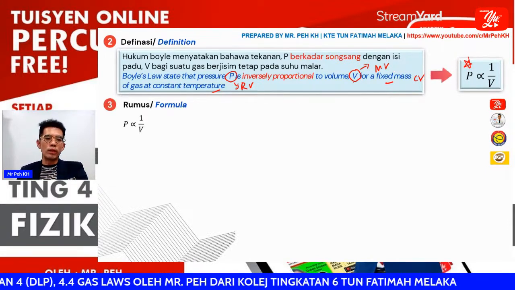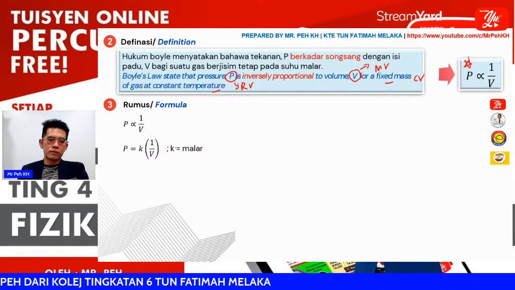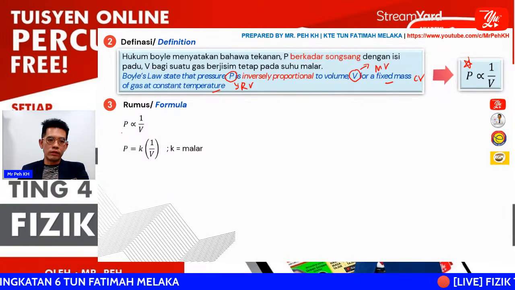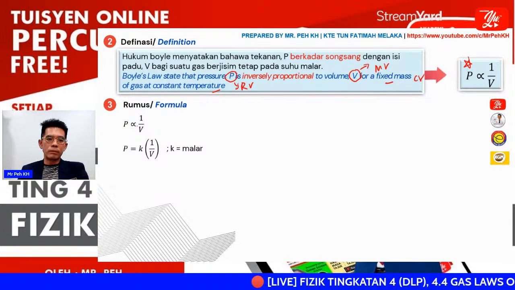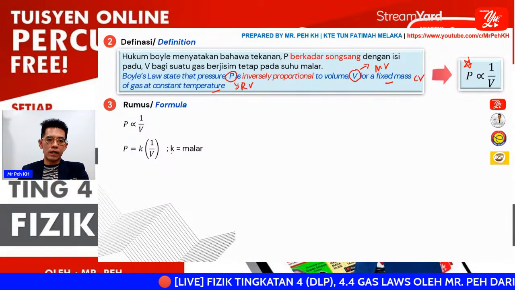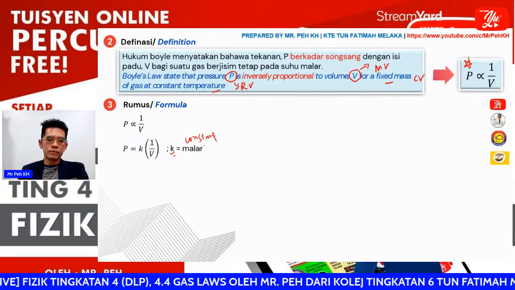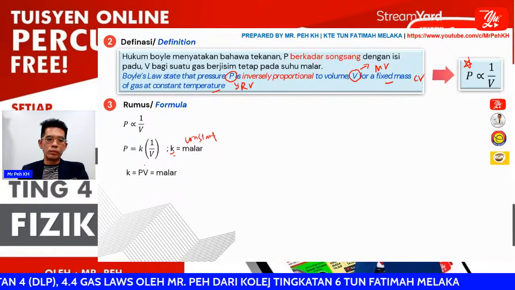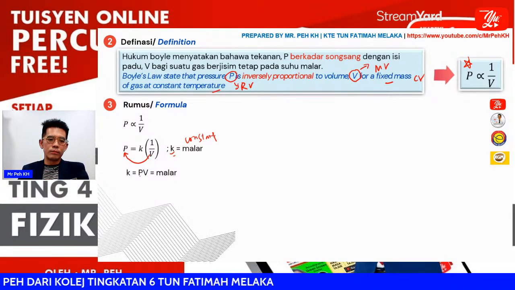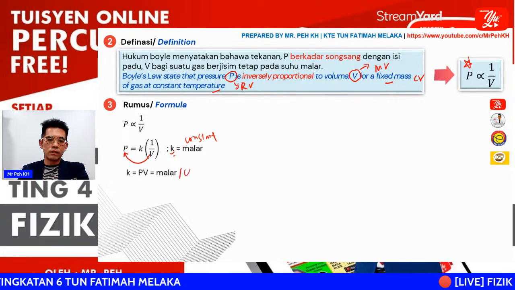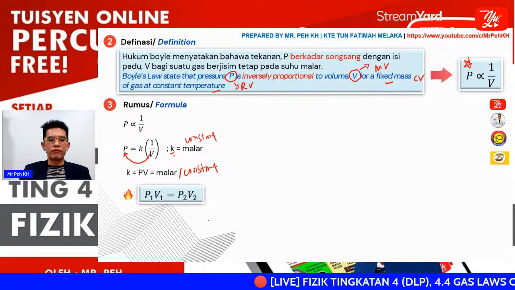With this relationship, we can form another formula. Here you can see P is inversely proportional to V, so K here is the constant. It will be equal to PV, so we move the V to the other side. So we get PV equal to constant.